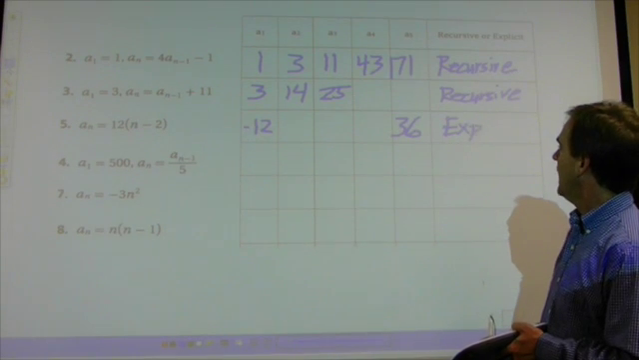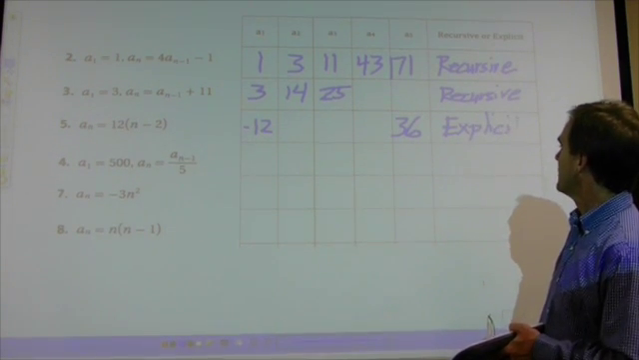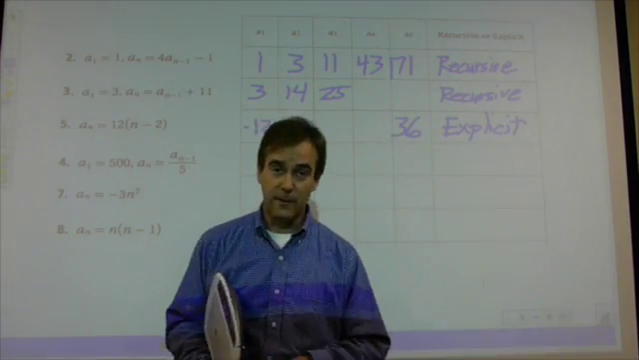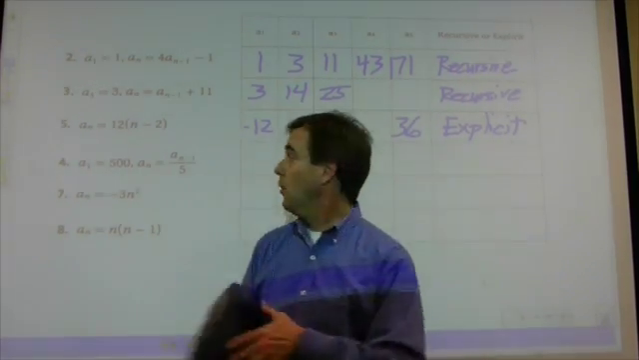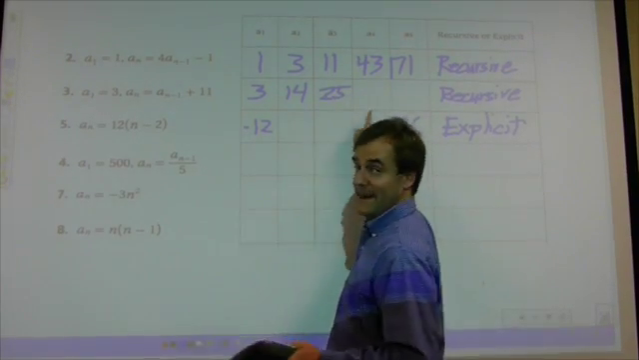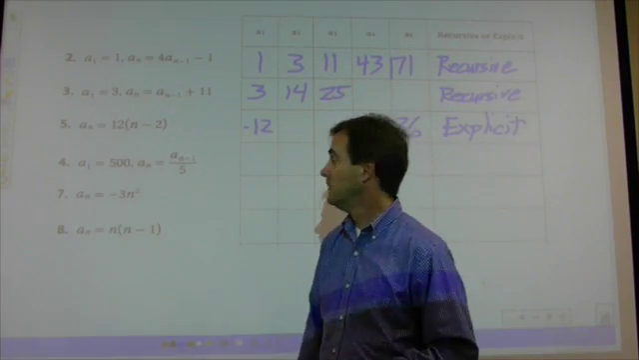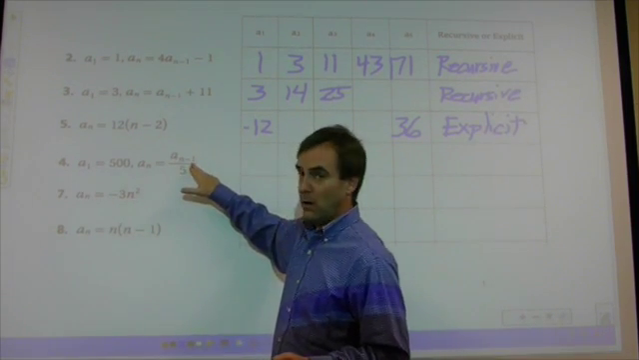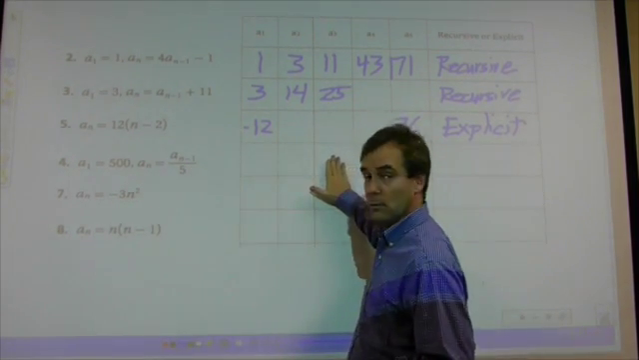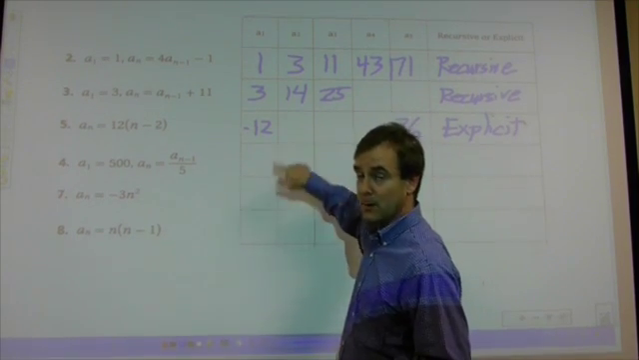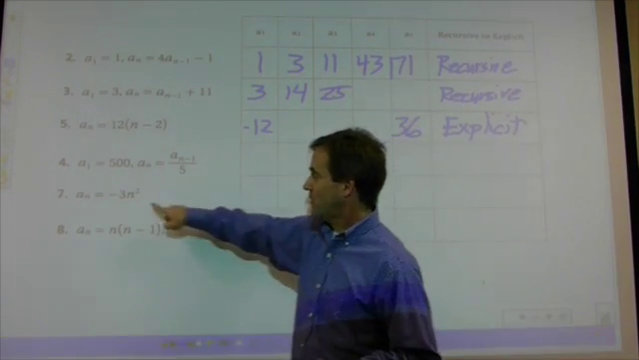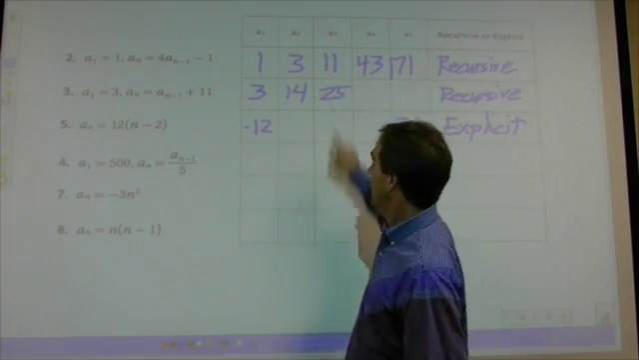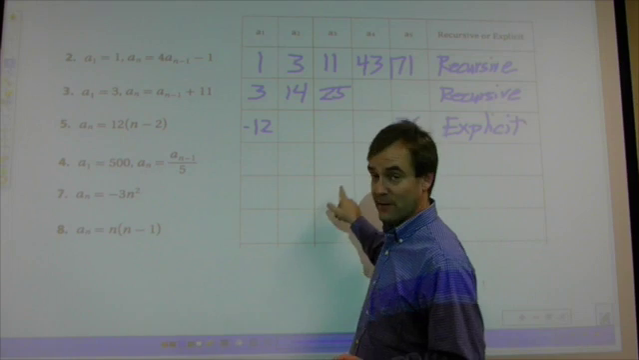If you can define any specific term without having to know the previous one, you've got an explicit function. If you need to know the one before it to find the next one, you've got a recursive function. And in those functions, if it says a sub n minus 1, that means whichever one you want to know, go find the one previous and plug it in. And if it just says n, that means you want to know this one, then you plug 3 in where n is, because that's the third term.